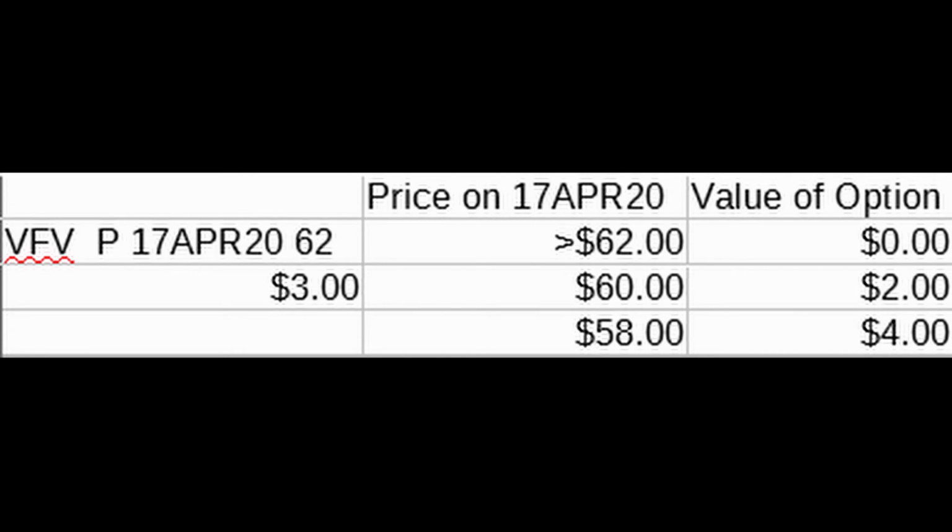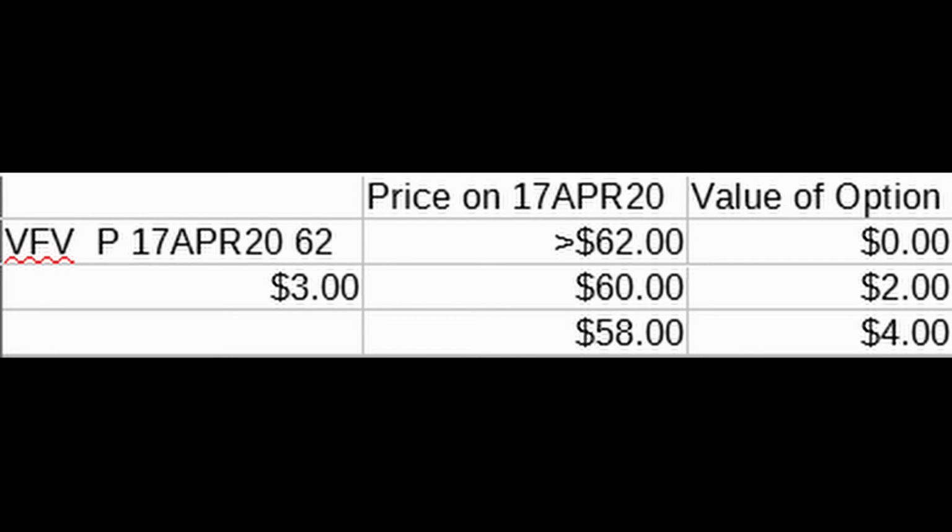If on April 17th, the value of the stock is over $62, the value of your put option is zero. It's worthless. This is why options trading is so risky and I do not recommend it for beginners. If you buy a stock that tanks, it'll go down, but it probably won't go to zero unless the company goes bankrupt. And if you just hold it long enough, it'll eventually climb back up. Options contracts, on the other hand, once they hit that strike date and you're out of the money, are literally worth $0.